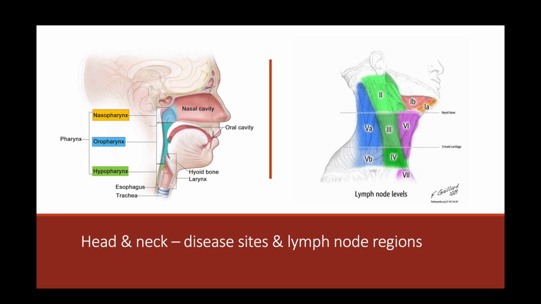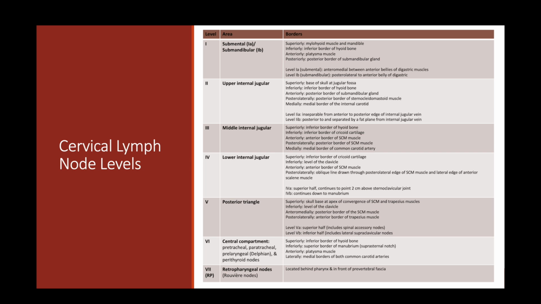If you get into the mediastinum and the mediastinal lymph node levels, those will have a separate numerical order. So here we're really going to just focus on the head and neck lymph nodes. This slide is probably quite daunting, but it goes through the 7 different levels that we're going to talk about.